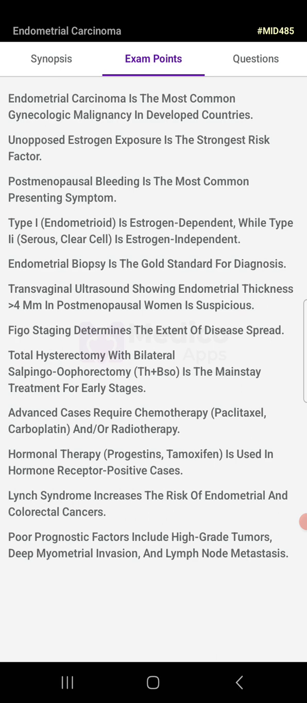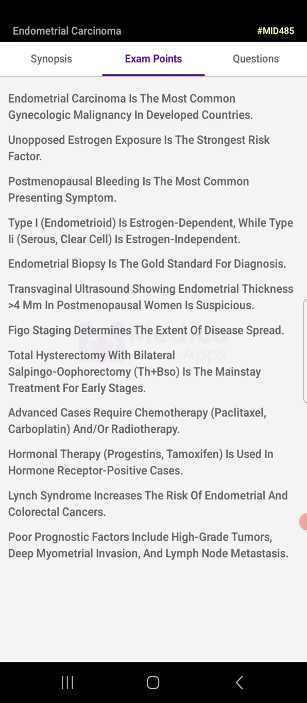Endometrial biopsy is the gold standard for the diagnosis. Transvaginal ultrasound showing the endometrial thickness greater than 4 mm in the postmenopausal women is suspicious. FIGO staging determines the extent of the disease spread. Total hysterectomy with a bilateral salpingo-oophorectomy is the mainstay treatment for the early stages.